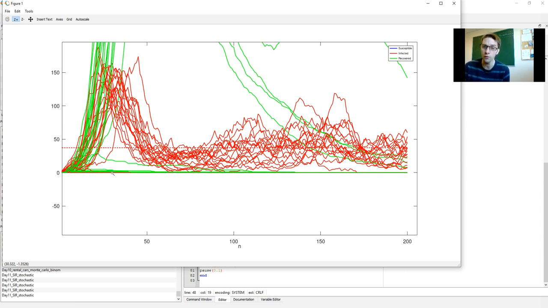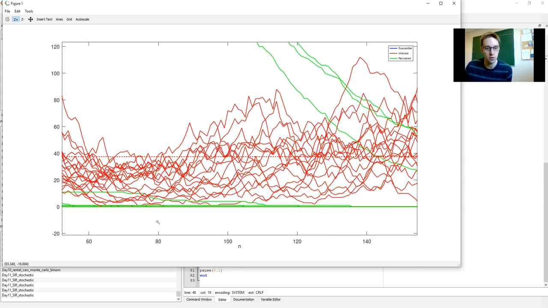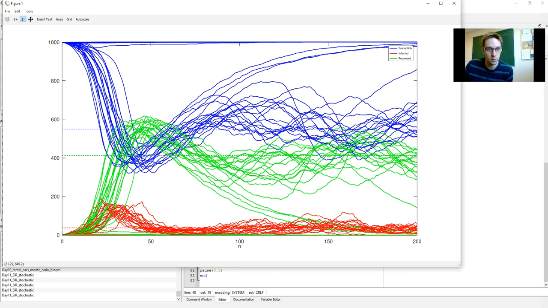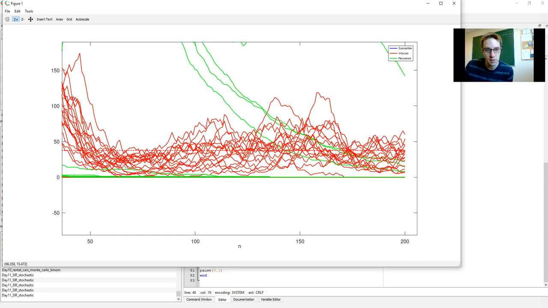But when we account for this randomness, then we see that there is some probability that even though we're in this very dangerous scenario where an outbreak could happen, it doesn't always happen. So there's some potential that the outbreak could die out in the early stages. And then if you look at the tail, when the number of infected gets relatively small, you can see there's some chance that you're actually going to drop down to 0.